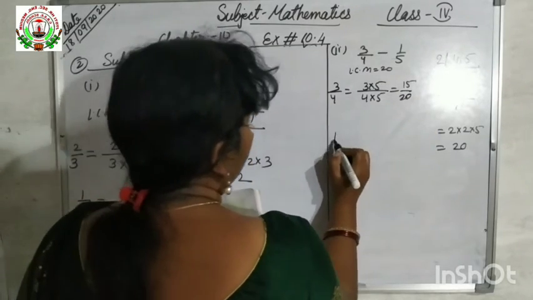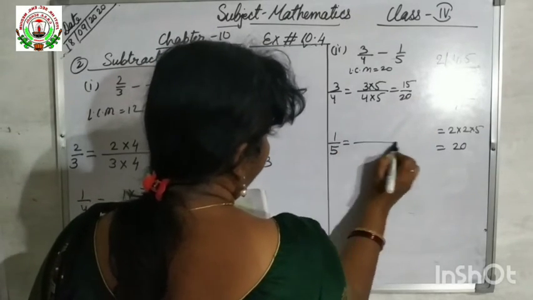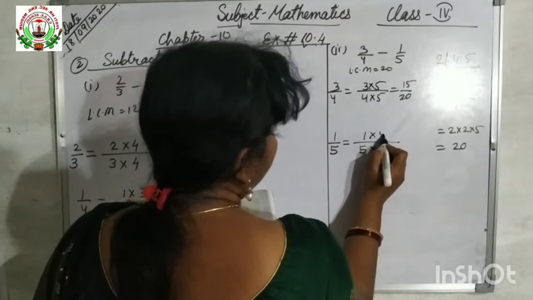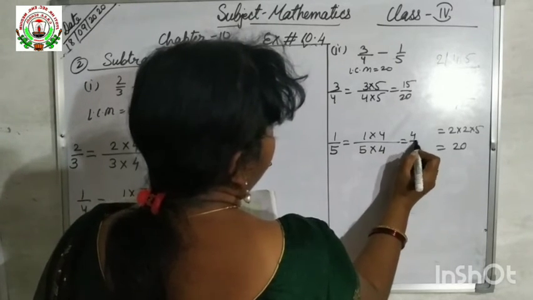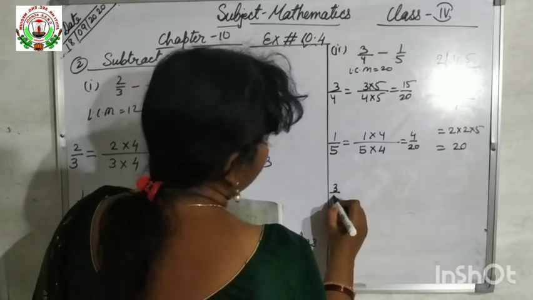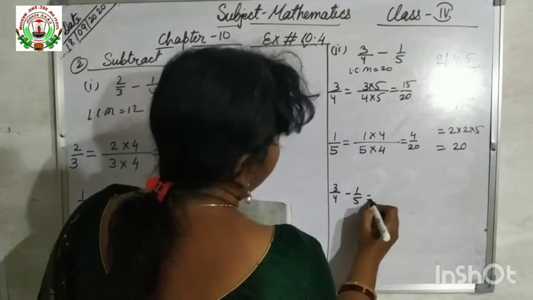Clear? Now again next fraction is 1 by 5. 5 we will multiply it by 4. Then 4 1 ja 4, 5 4 ja 20. So what is the given question? 3 by 4 minus 1 by 5.